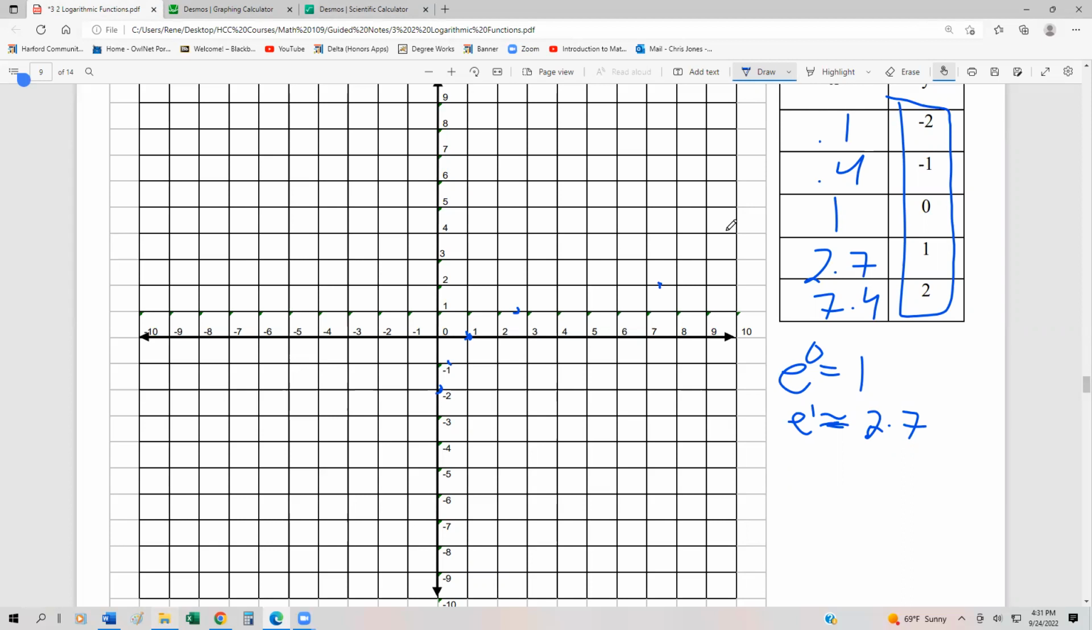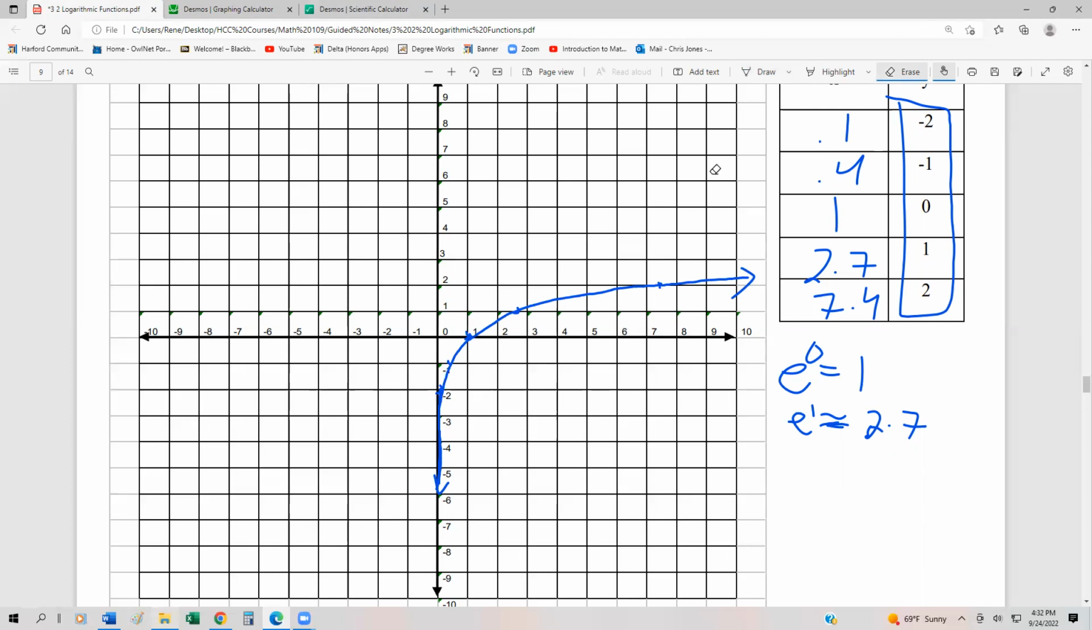Then we can go ahead and graph. This is going to follow the y-axis all the way down. And then we're just going to play connect the dots as best as we can, or as best as I can. And that's what our natural logarithmic function should look like.